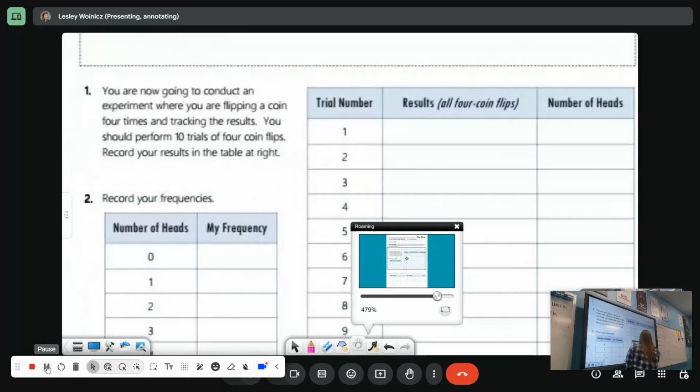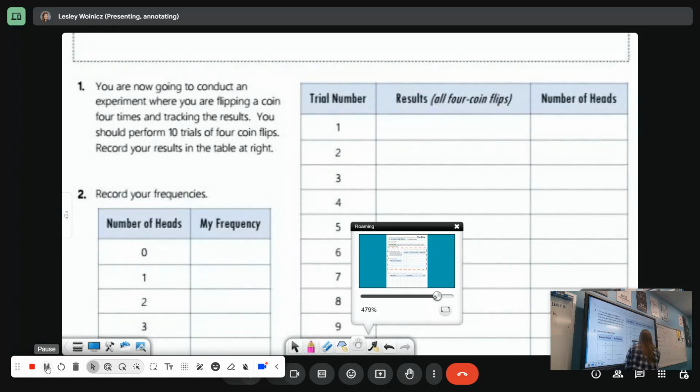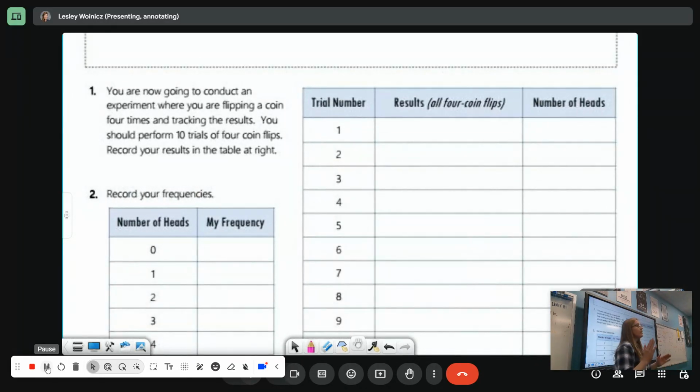All right, we are going to be doing some coin flipping. Now, I need the coin flipping to happen on the carpet, because on the desks, it's really loud. And I'm an old lady and my nerves are shattered. I can't handle it clicking on the desk.